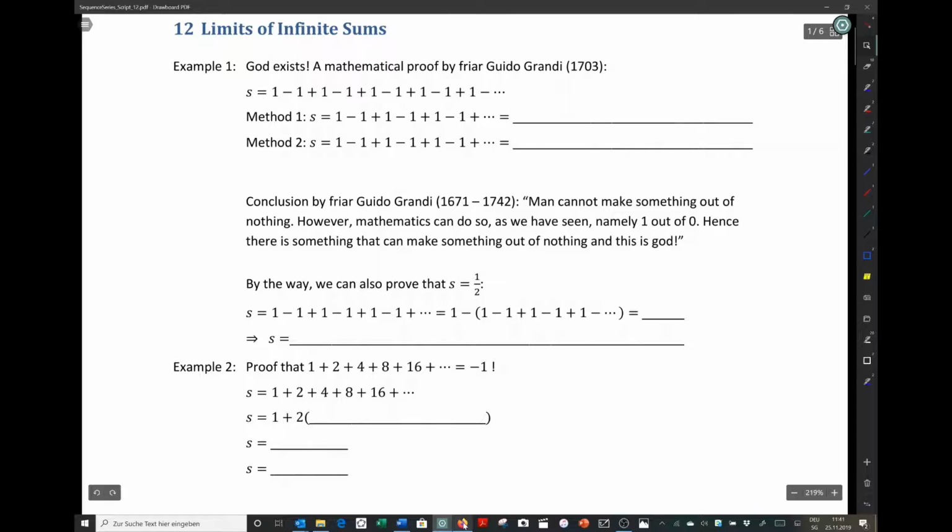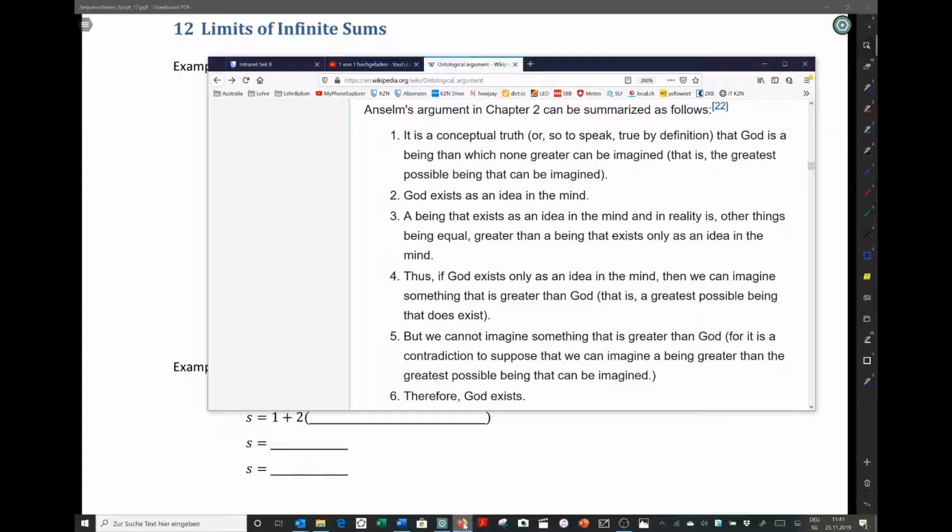So here you can read this famous proof of Anselm of Canterbury and, well, decide yourself how convincing it is or not. Stop the film now until you have finished reading and then continue again.